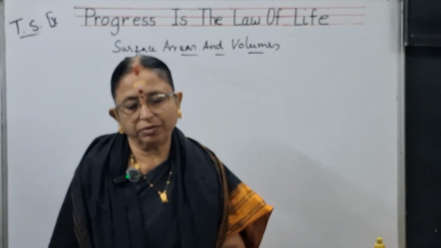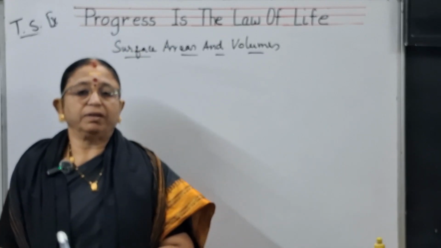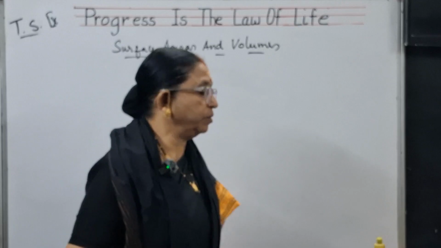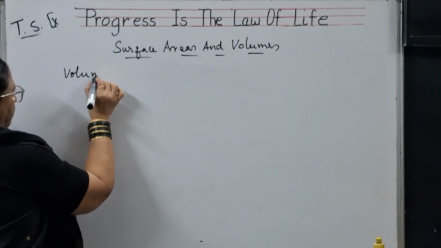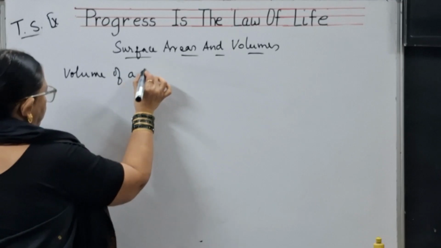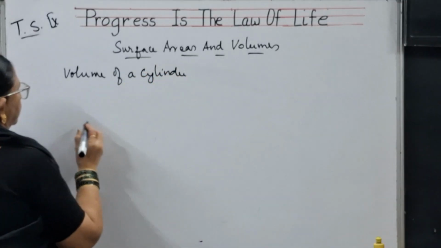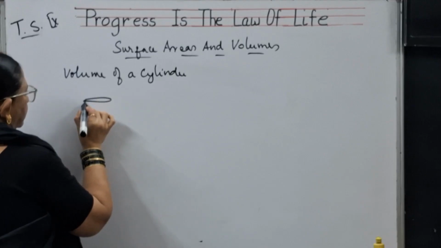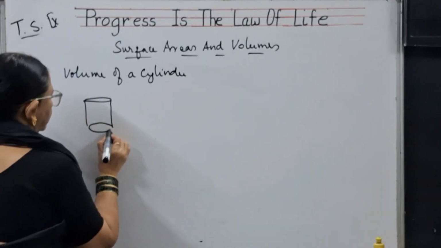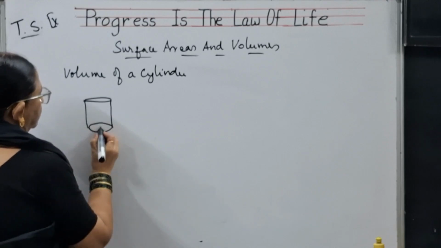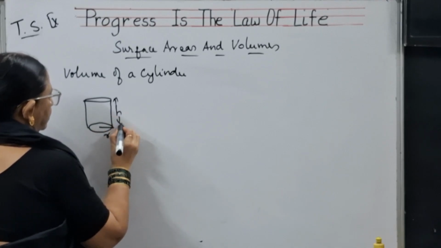I am now dealing with ninth class maths, surface areas and volumes. In this we are going to talk about volume of the cylinder. Volume of a cylinder. So this is a cylinder. So this will be the radius and this is the height of the cylinder.